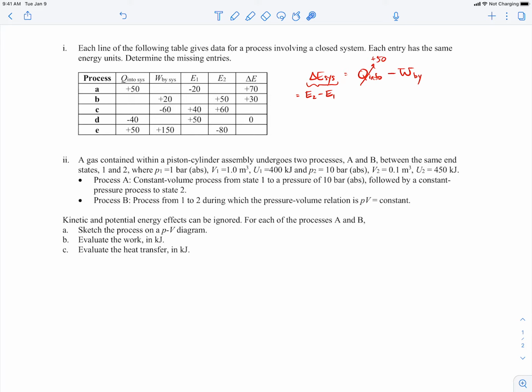These all have the same units. We're told in the problem statement that each entry has the same energy unit, so we're not going to worry about the units here. We're also told E1 is minus 20, and that the delta E as a whole is plus 70. So to find E2, we know that we have E2 minus E1 is equal to plus 70, where E1 is minus 20, so minus and minus gives you a positive here. When you bring it to the other side, it'll be a minus, so that means E2 must be a plus 50.